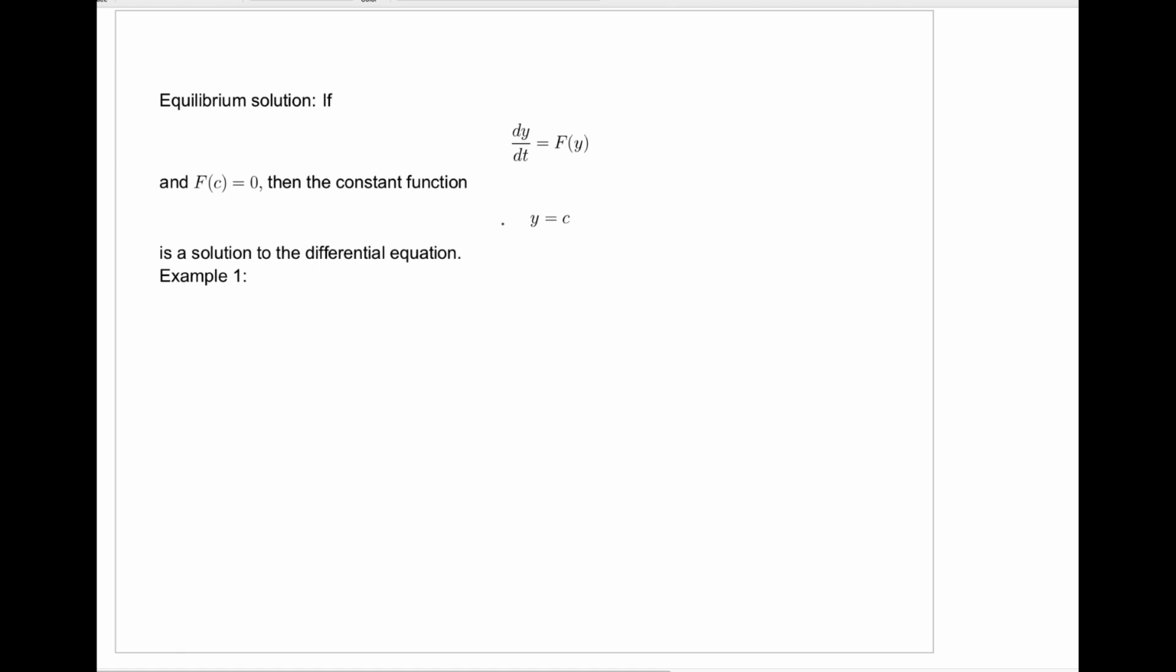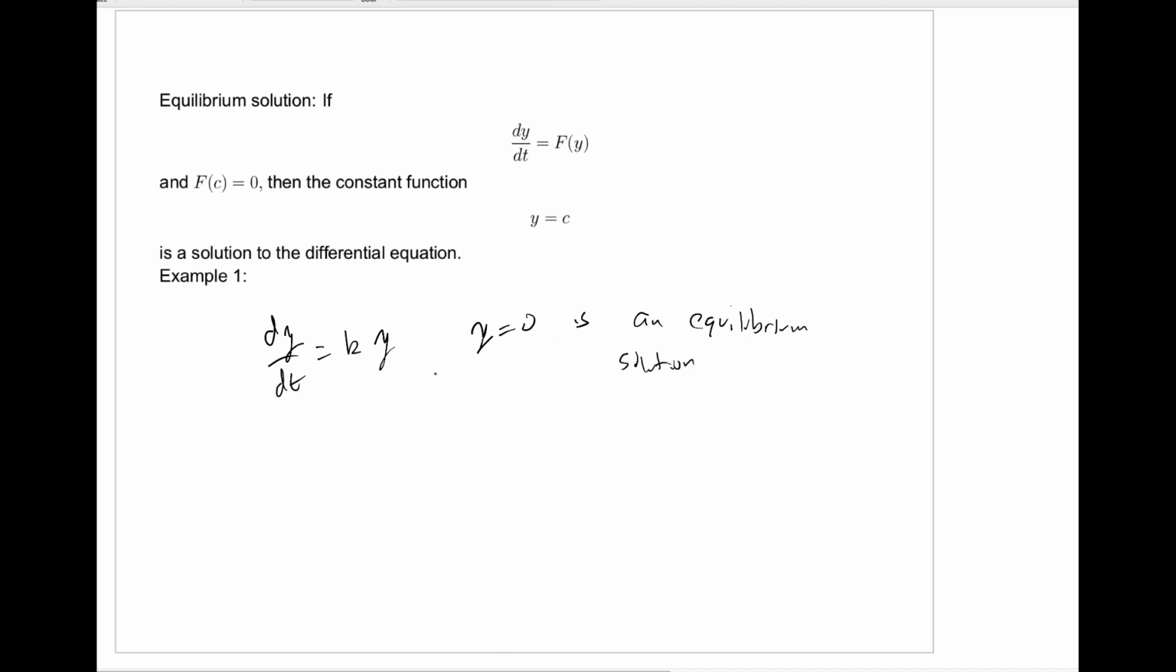So that constant function is a solution, and when the constant function is a solution, we call that an equilibrium solution. Why? Because if we think of y as modeling some phenomenon as a function of time t, if you have an initial condition, for example, where y is exactly equal to c, it will stay that way. dy/dt will always be 0, and that constant function y will tell you the solution forevermore. In our example, dy/dt is a constant times y. We know that y equals 0 here is an equilibrium solution.